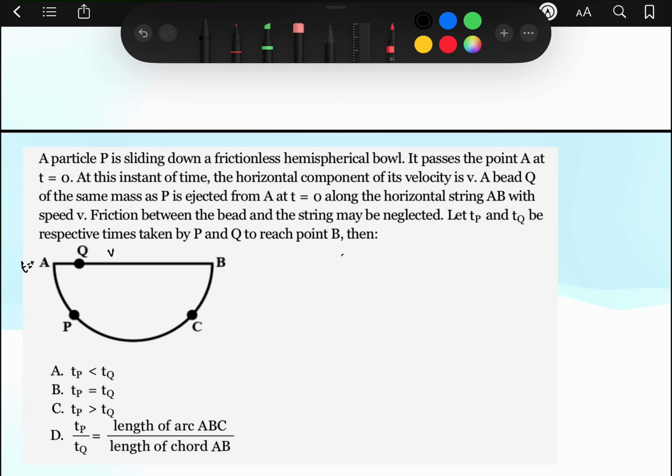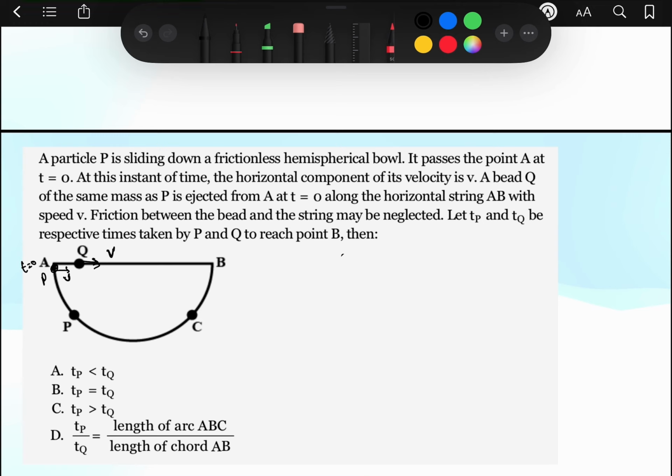So at t equal to 0, this mass P is here, such that it has a horizontal component of velocity v. It passes through the point A at t equal to 0, with a horizontal component of velocity v. At the same time, a bead Q of the same mass as P is ejected from this point A at t equal to 0 along the horizontal line AB with the same speed. So this Q is being ejected in this direction with the same speed v.